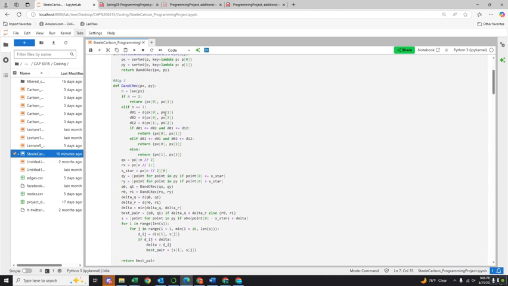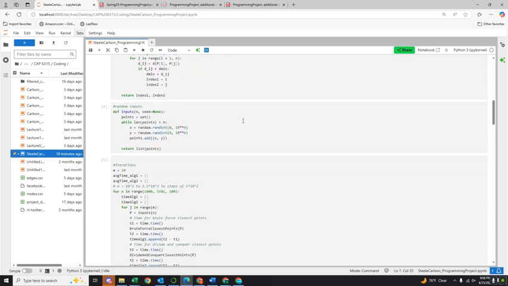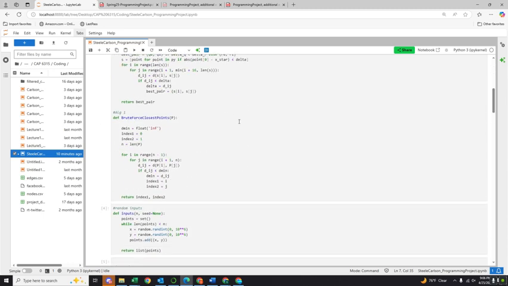And then there's the divide and conquer method, which sorts by the x coordinate and then splits the inputs in half and solves recursively by checking closest pairs on the upper and lower bound of the split. And the runtime for that is n log n.